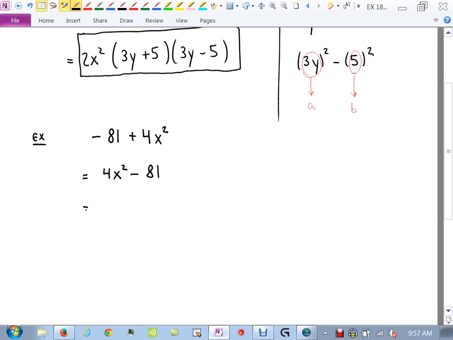I can rewrite 4x squared as something squared, and I can rewrite 81 as something squared. What are they? 2x and 9. So our a here is 2x. Our b here is 9, isn't it? So 2x plus 9, 2x minus 9. So there's our 2x, 9 right there.